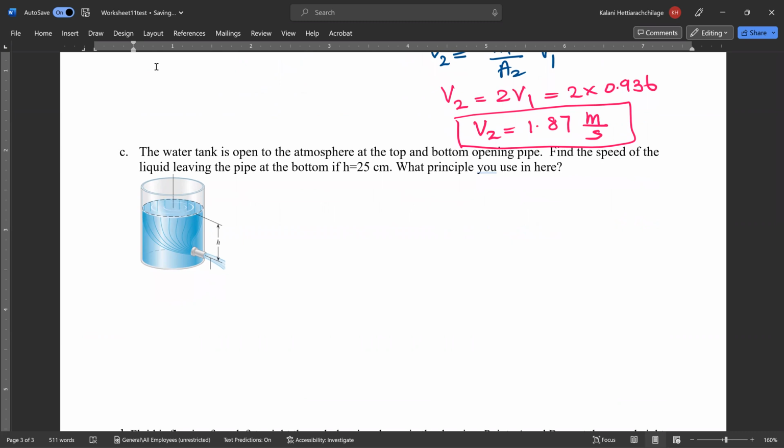Okay, part C. The water tank is open to the atmosphere at the top and the bottom opening, too. What it says is here also P0, here also P0. Both are open to atmosphere, right? Find the speed of the liquid leaving the pipe at the bottom at height h centimeters, and what principle do you use here? In this kind of question, flow is going through different tubes and you have different pressures at those points. Because of that, this will be your Bernoulli principle, right?